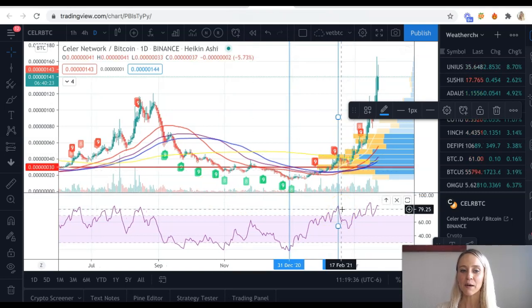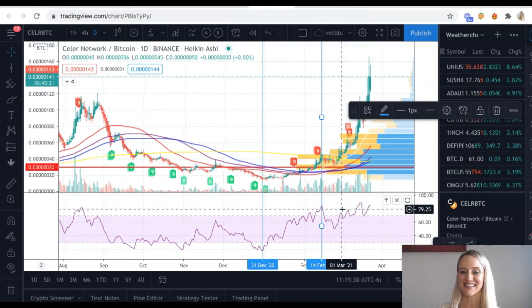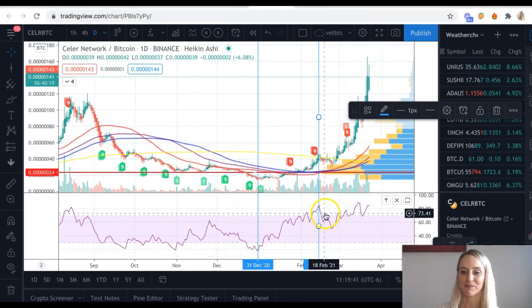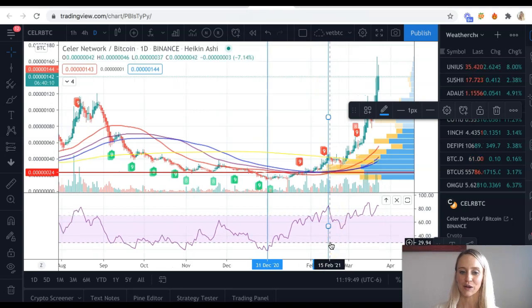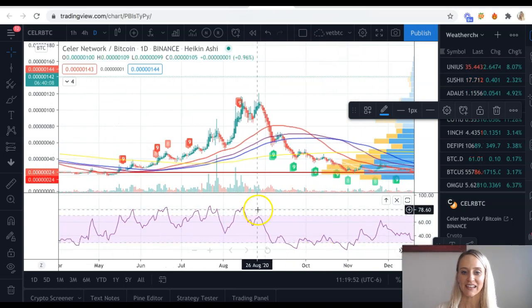Now, the one thing about these RSIs is that they can get pegged up here. So they can stay up here. So that's why it really leaves overbought and oversold territory when it hits the 70 mark or it hits the 30 mark. So let me see if I can find an example here.